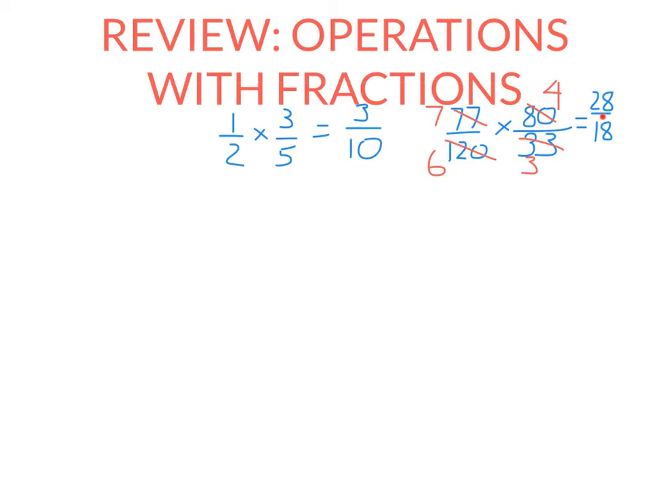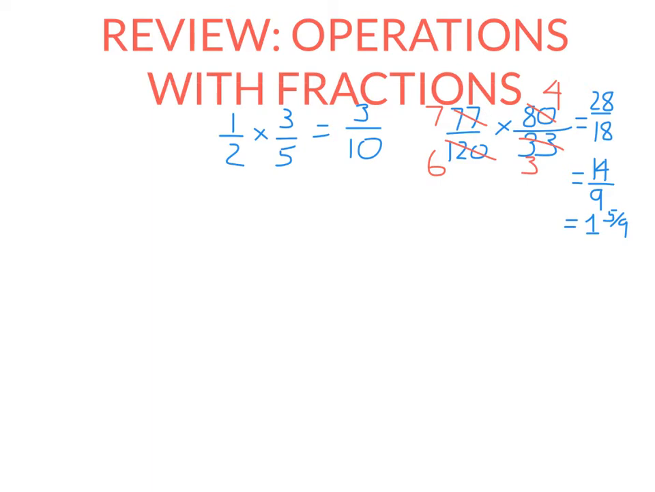Now, when you get an answer like this, sometimes you need to simplify. So remember, to simplify, you divide top and bottom by the highest common factor. So 2 goes into 28 14 times, and it goes into 18 9 times. That's an improper fraction because the top number is more than the bottom number. If I was asked to write it as a mixed number, 14 divided by 9, 9 goes into 14 once, remainder 5. So it's 1 and 5 over 9. Either of these is the answer.